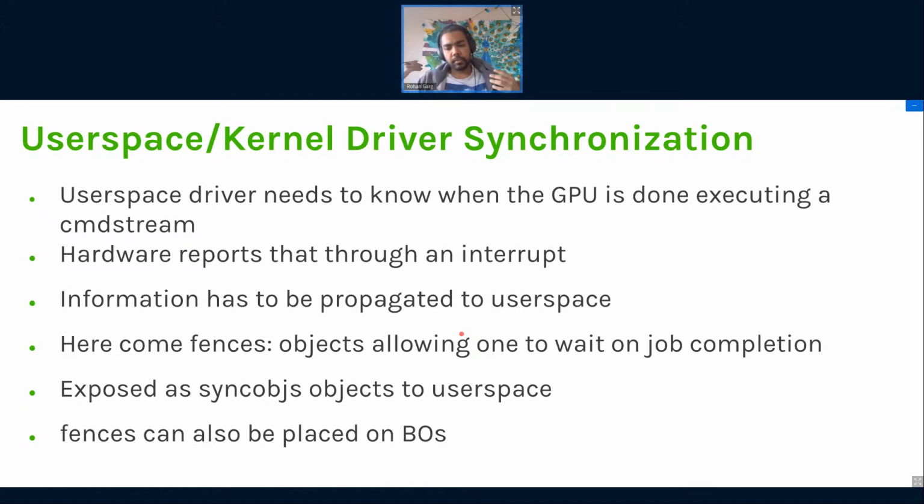So now that you have your memory, now that you have your job submitted to the GPU, how do you synchronize between the kernel space and the user space? What happens essentially is on the GPU side of things, an interrupt is fired, and this interrupt gets reported from the kernel space into user space. In order to propagate this information from kernel space to user space, we use sync objects and fences. Fences allow for one job to wait on another, and sync objects allow for user space to be notified when a job has been completed.